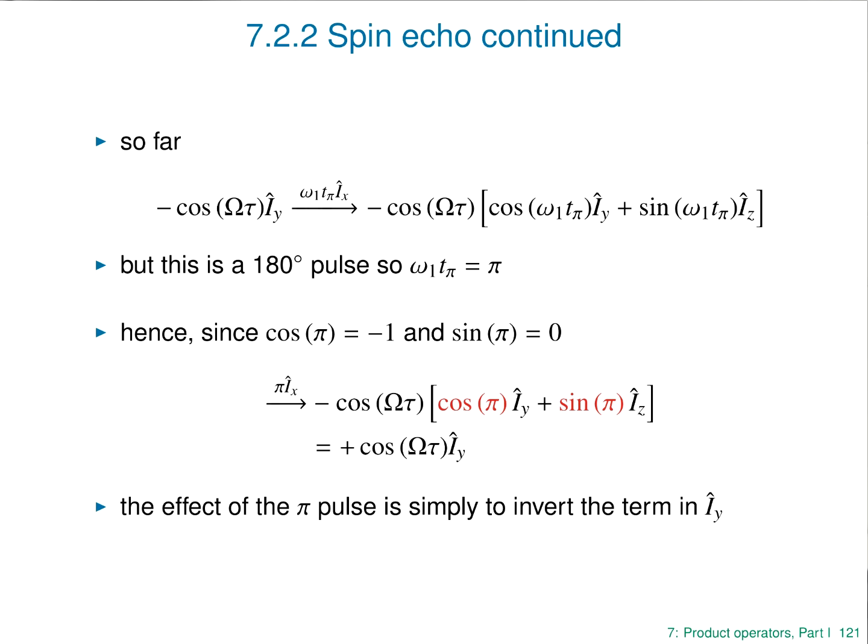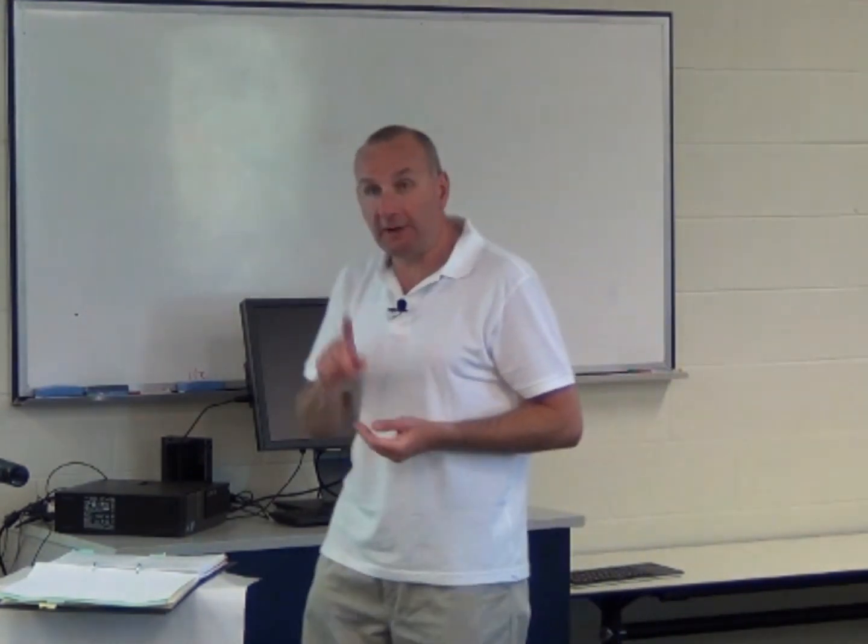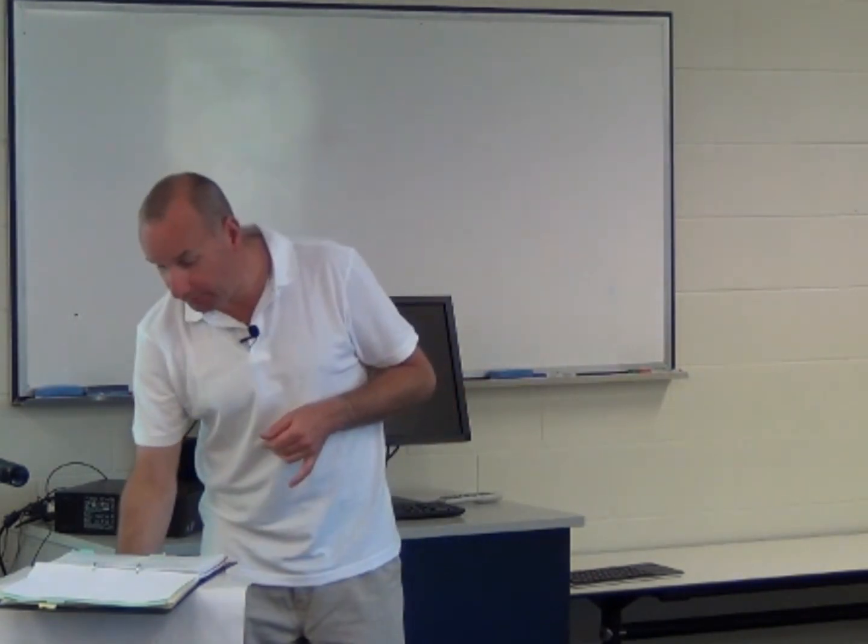So the effect of all of this, in a rather long-winded way, is to say that all the pi pulse actually did was invert the term in iy. And again, from the vector model, that should be no surprise to you, because if you have a vector along iy and you rotate it by pi about x, it ends up on the other side of the axis. And that's all that's happened here. So we've now done the effect of the 180-degree pulse.